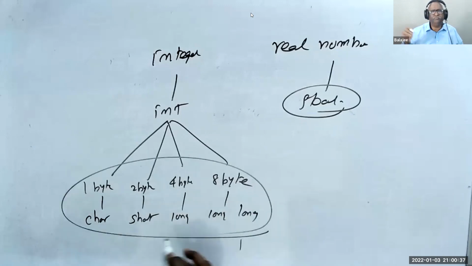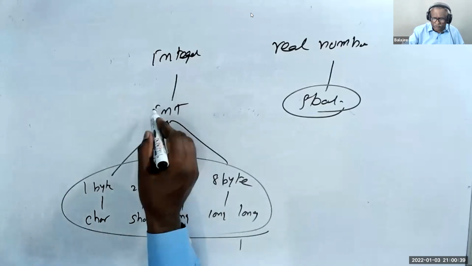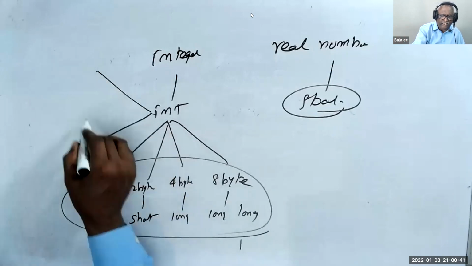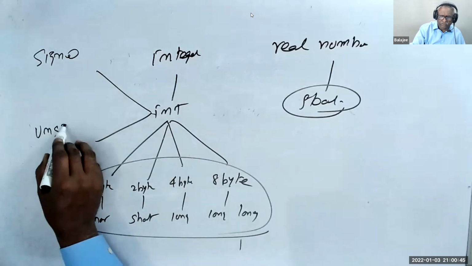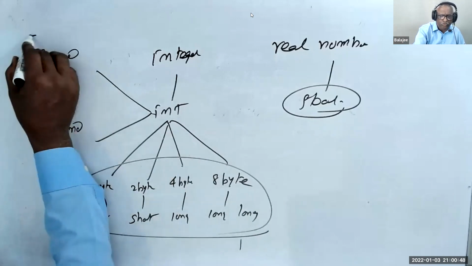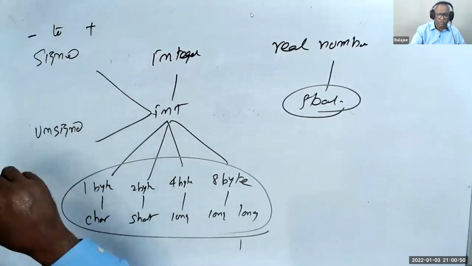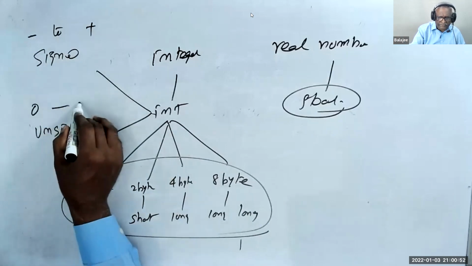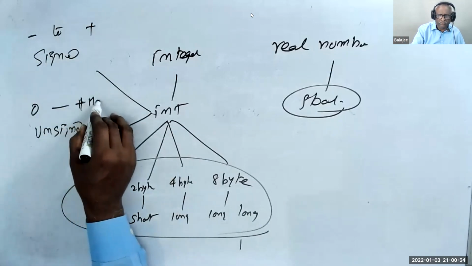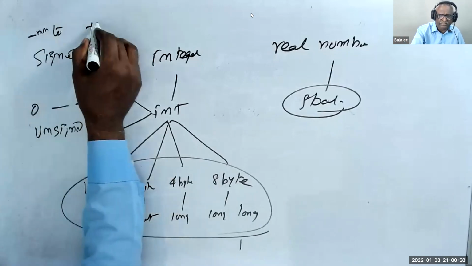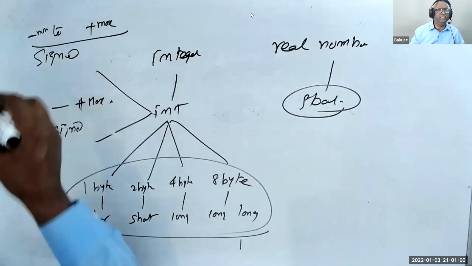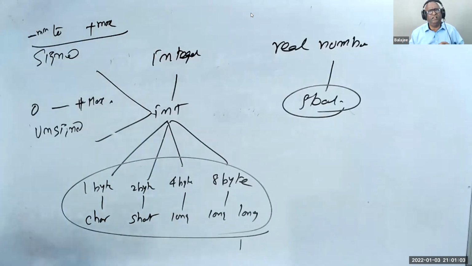That's it. And here there are 2 types. One is called signed and unsigned. Signed goes from minus max to plus max, and unsigned goes from 0 to plus max. That's it. So, make a point of this.